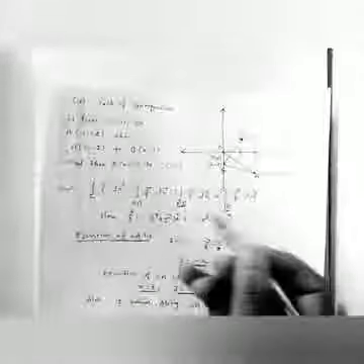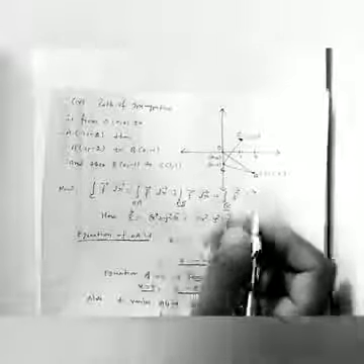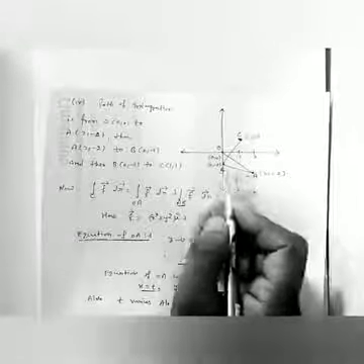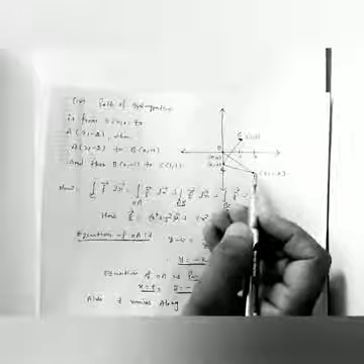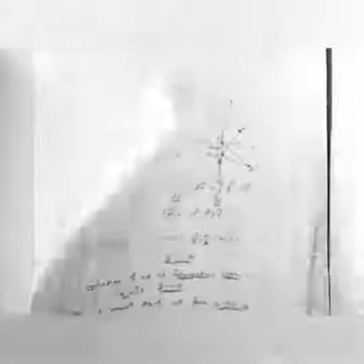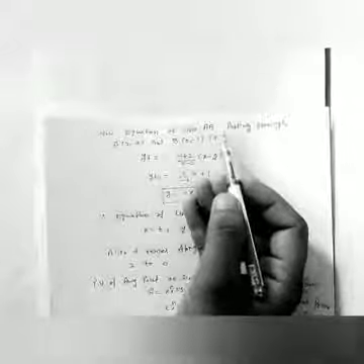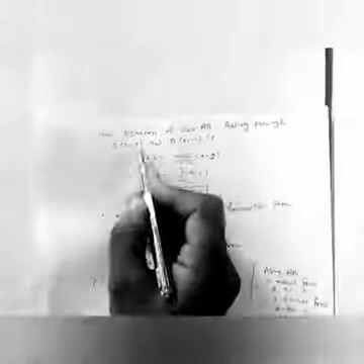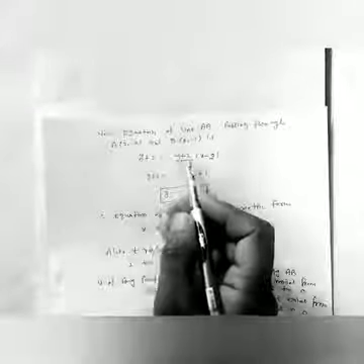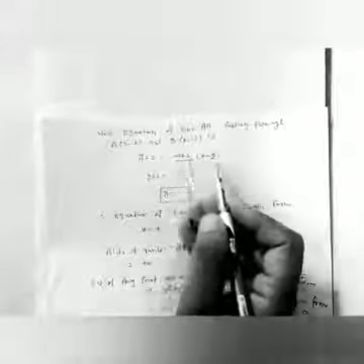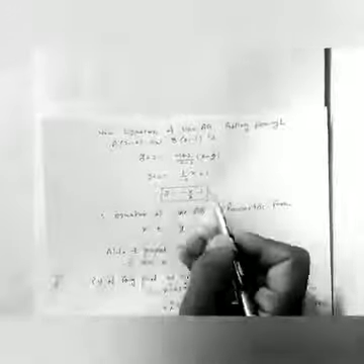Similarly, we calculate the second part, the integral along AB. So first we calculate the equation of the straight line AB passing through point A and B. Now the equation of line AB passing through A (2, -2) and B (0, -1) is y minus y1 is equal to (y2 minus y1) upon (x2 minus x1) times (x minus x1). After solving this, we get that equation.